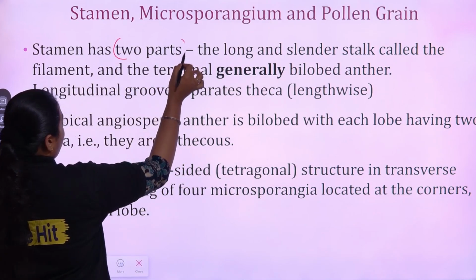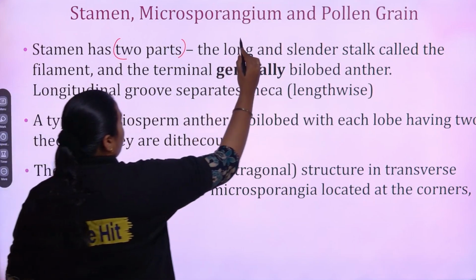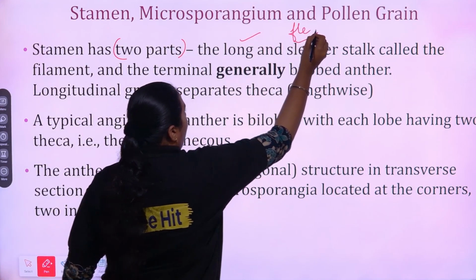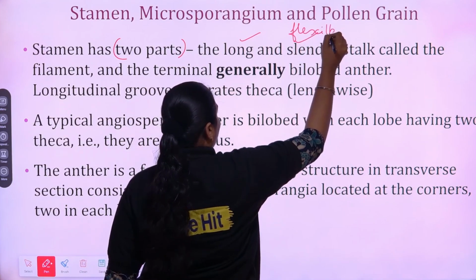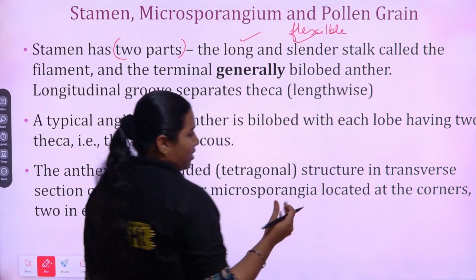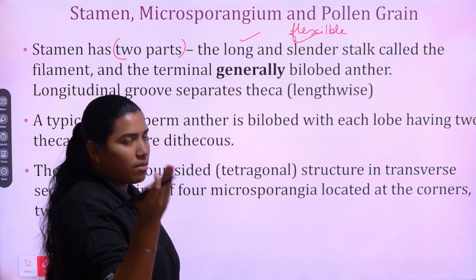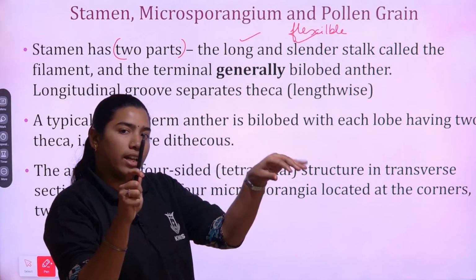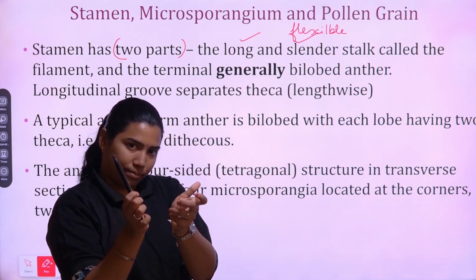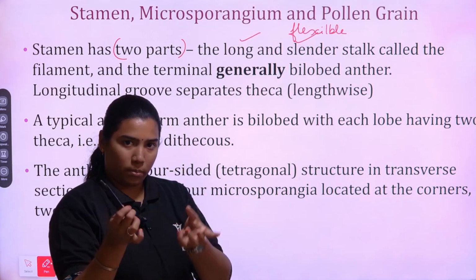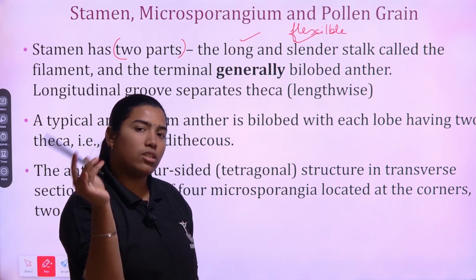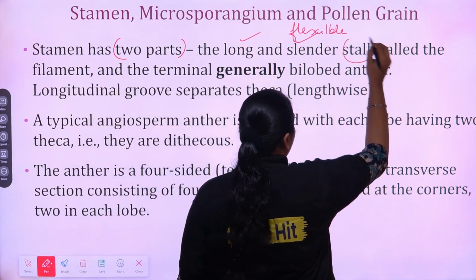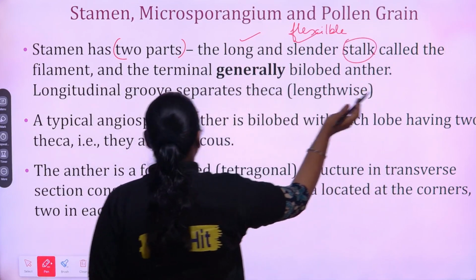So stamen has two parts, just like we told. One is long, slender. What is slender? It is like flexible. Aren't filaments flexible? So they are flexible. Because they are exposed to air, let's imagine they are hard, rigid like this. If a very high speed wind comes, they break. Okay, we don't want a filament break. So it is flexible, so it just goes and comes back.